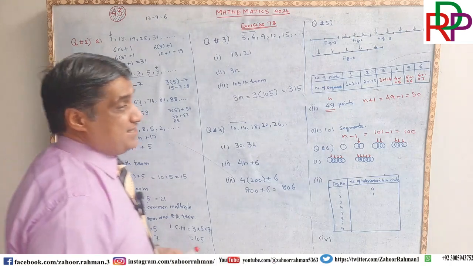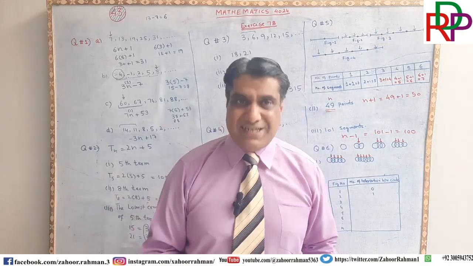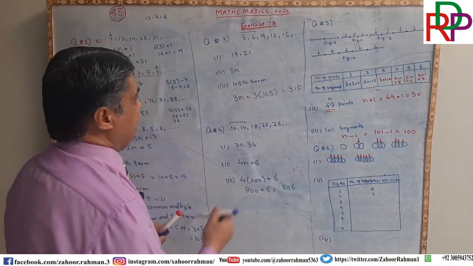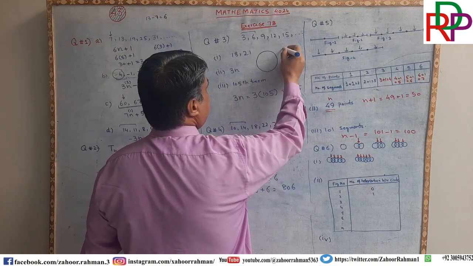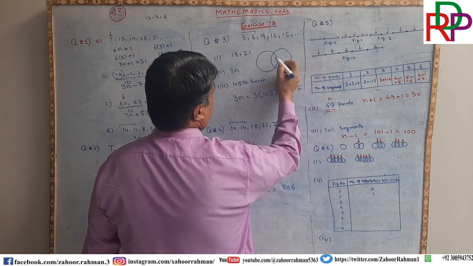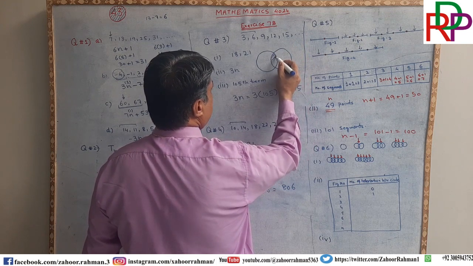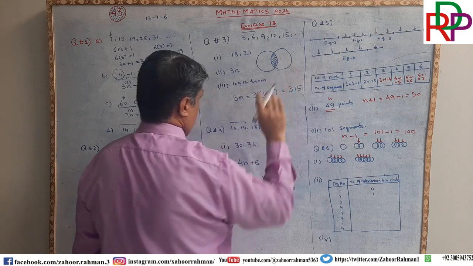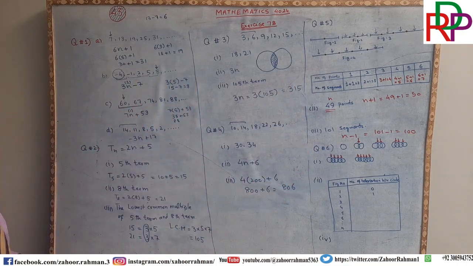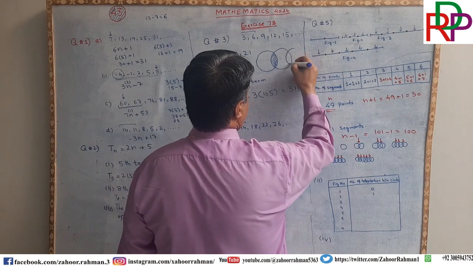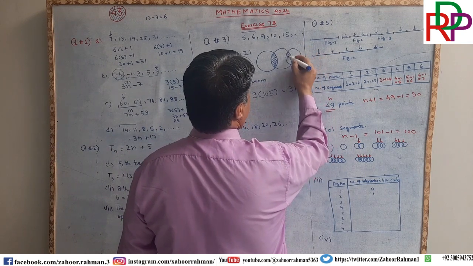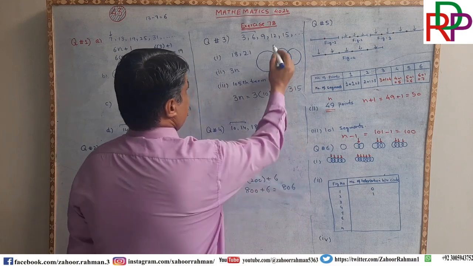Okay, now question number 6 is another testing of your mind. Ladies and gentlemen, let me make a circle, a bigger one. The area which is overlapping is called intersection. We will discuss this intersection and union in book number 4. But here I am giving that there is one intersection.